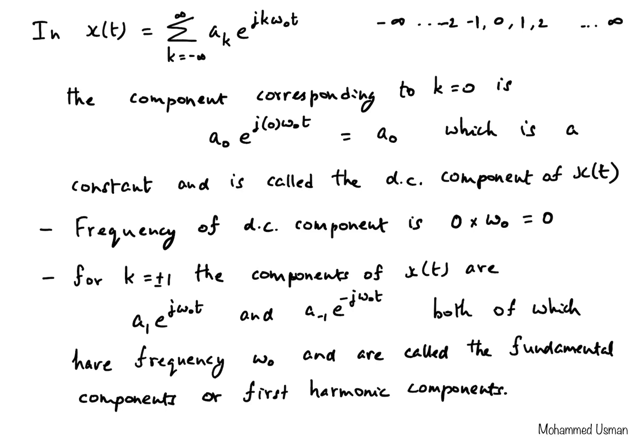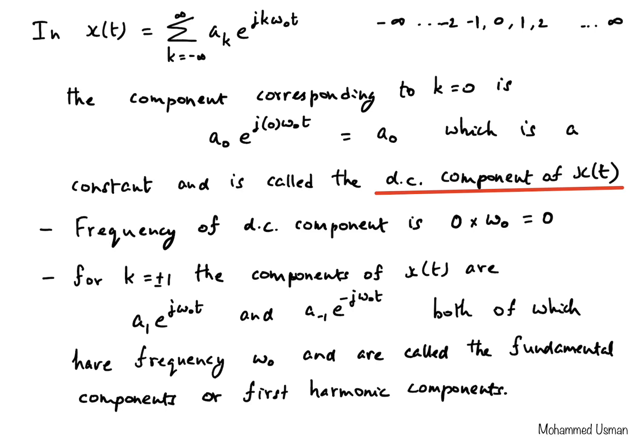So when k is 0, we get the term a0, e power 0 frequency. So e power 0 is 1. Basically when k is 0, we get a constant term, and that is called the DC component of the signal x of t. So the constant term is obtained for the index value k equal to 0, and that is the DC component of the signal x of t.